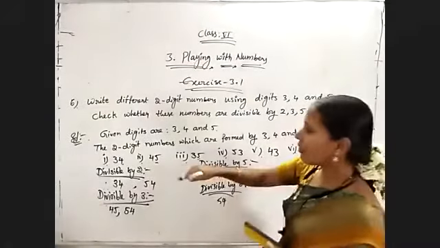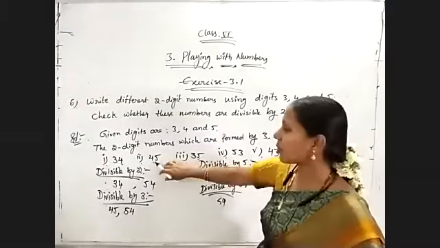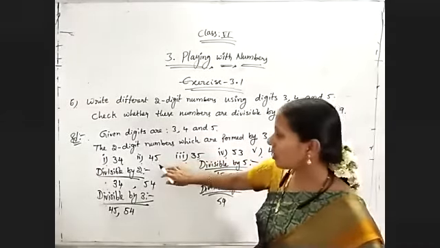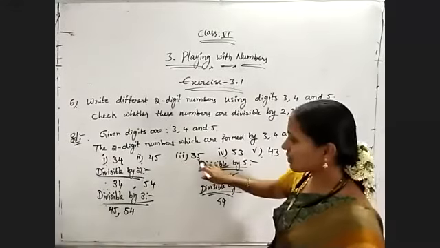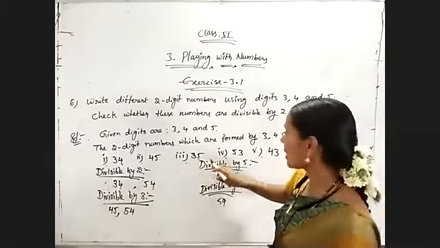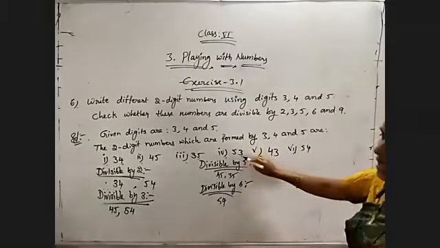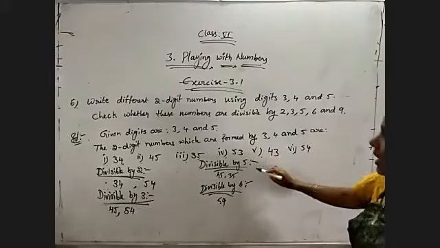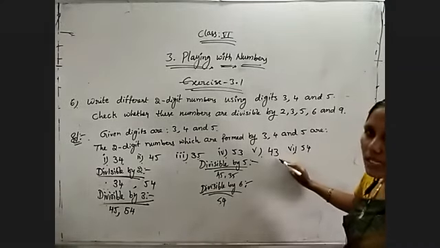Check 45. It is not divisible by 2, but it is divisible by 3 because 4 plus 5 is equal to 9. So it is not divisible by 6. 35. It is not divisible by 2 as well as 3 also. 53. It is not divisible by 2. 5 plus 3 equal to 8. So not divisible by 3 also. 43. So it is not divisible by 2 as well as 3.